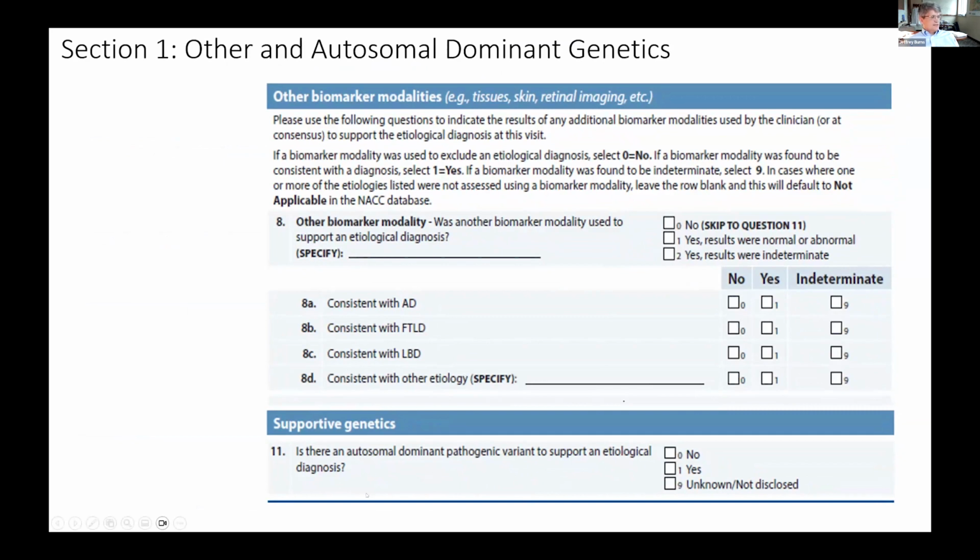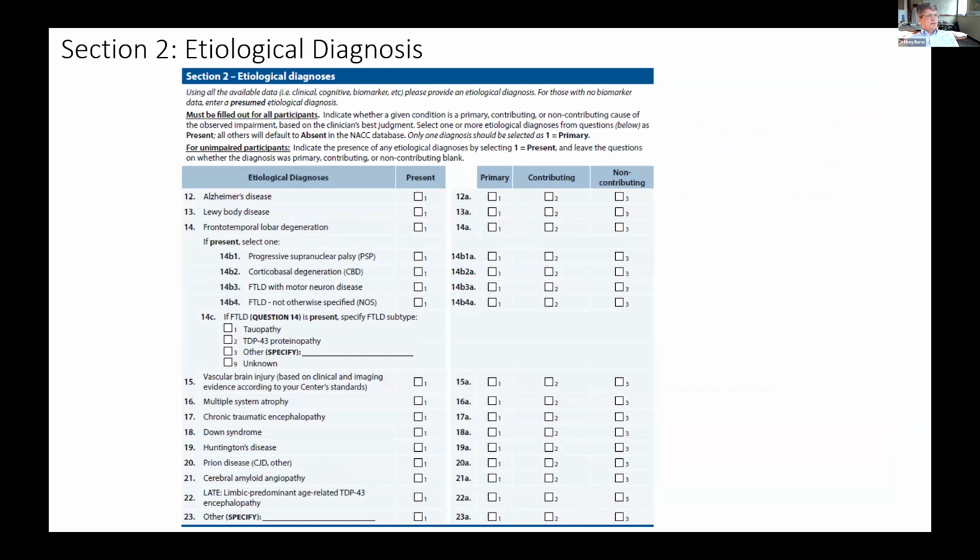And then lastly, supportive genetics. This is simplified a little bit from the current form, but the question is, is there an autosomal dominant pathogenic variant to support an etiological diagnosis? So if it's Alzheimer's or FTD type genetic variant, you can indicate that here. And that's it, one question. Part of this simplification was in consideration of some privacy concerns, in terms of having a really small sample size and some concerns that privacy could be breached. And so that's just a simple yes/no question. We're not really getting to the types of autosomal dominant genetic variants, which if somebody needs to get to that, there's other ways to get to it, through other databases and through NACC.